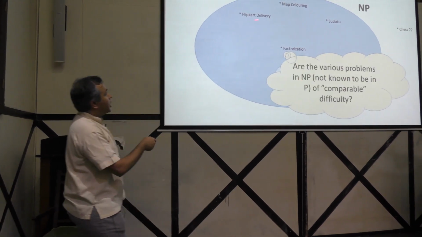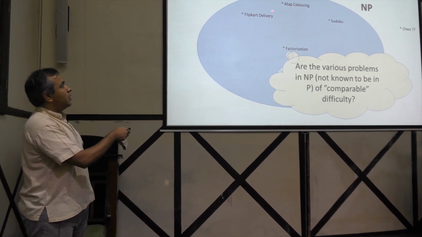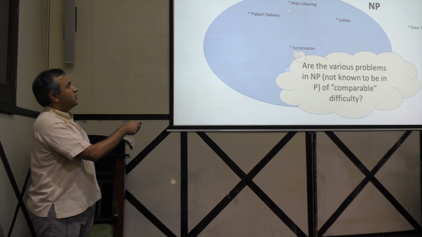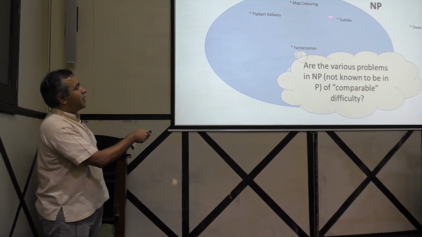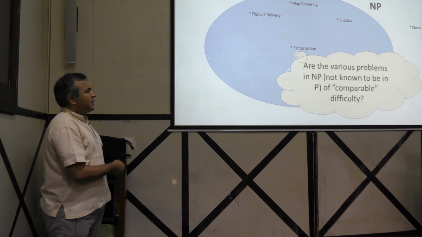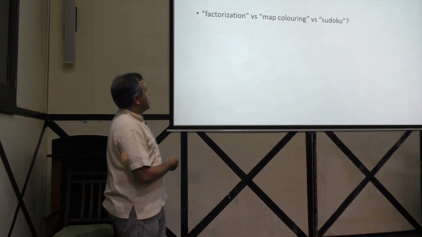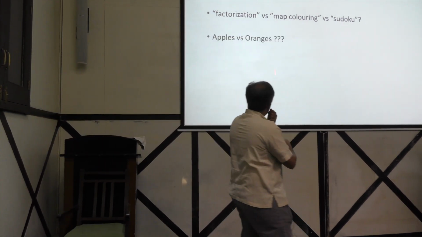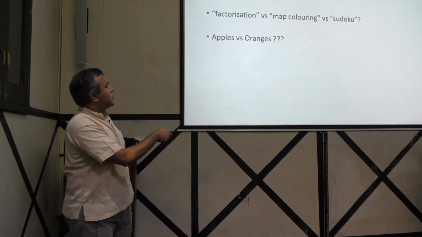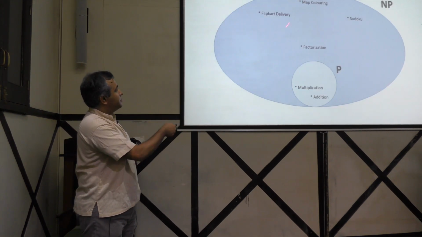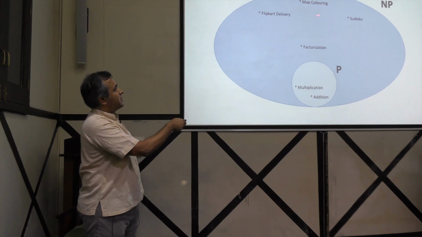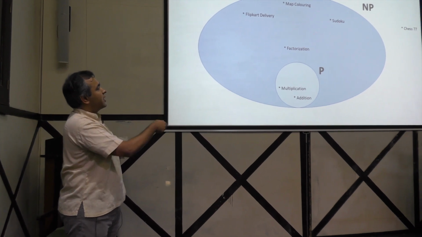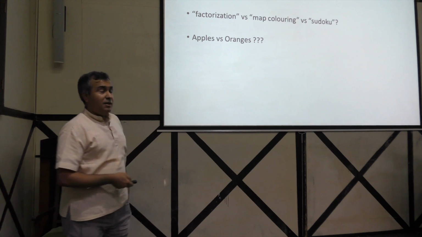Another thing we can ask is, are these hard problems each of a different nature, or are they somehow related to, comparable to each other? Is Sudoku any harder than the Flipkart delivery problem? Is map coloring any harder? Is factorization? Which of them is the easier problem? This seems like a weird question to ask. You're trying to compare apples and oranges. Sudoku seems to be a puzzle that you're solving, the Flipkart delivery problem is an optimization problem. This also is another optimization problem. How can these problems even be related? This is a problem from number theory. How does one even expect these problems to be related to each other?